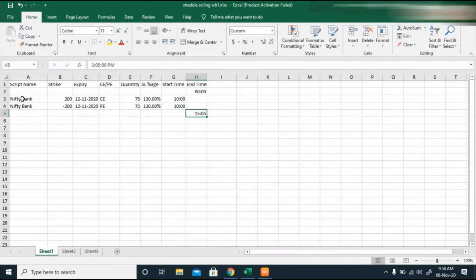In the Excel sheet, we have defined entry time as 10 a.m. The strikes are 200 points wide with 20% stop loss. We are using Alice Blue as our broker. Once we run the code on the given information, the entire order is reflected in the broker's page. However, we will have to wait until 10 a.m. in order for the execution of the trade to take place.